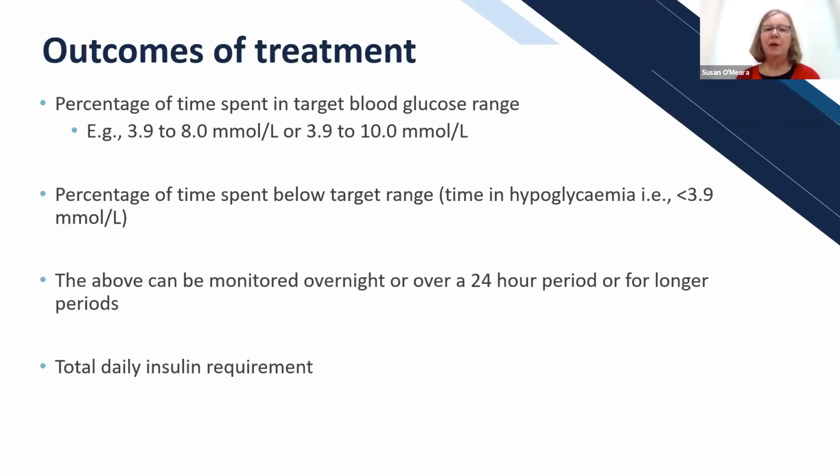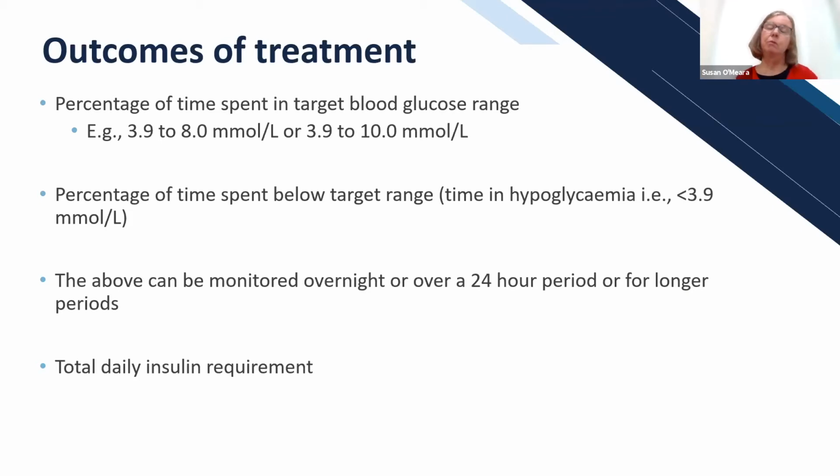So I'll just say a little bit about the outcomes of treatment. So with type 1 diabetes, there are many possible different outcomes of treatment or things that you might measure to see if an intervention is working. These are the ones that were featured in the review. So these are the ones I'm going to focus on.